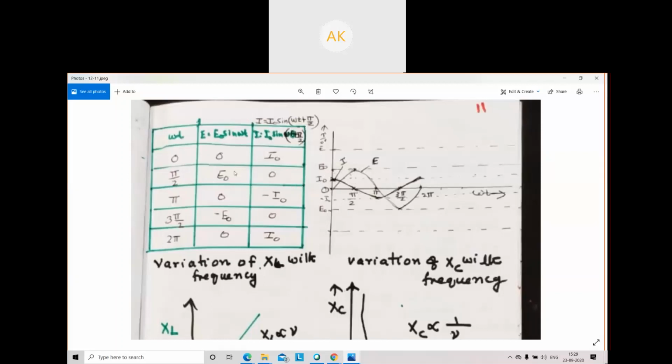So like that, you have to find out all the values of pi, the pi by 2 like that. And you will get the corresponding values for E and I. And when we plot a graph with that, we get a graph like this. So they are not in phase, it shows. They are not in phase. Current is leading the EMF by a phase angle of pi by 2. That is the graph.